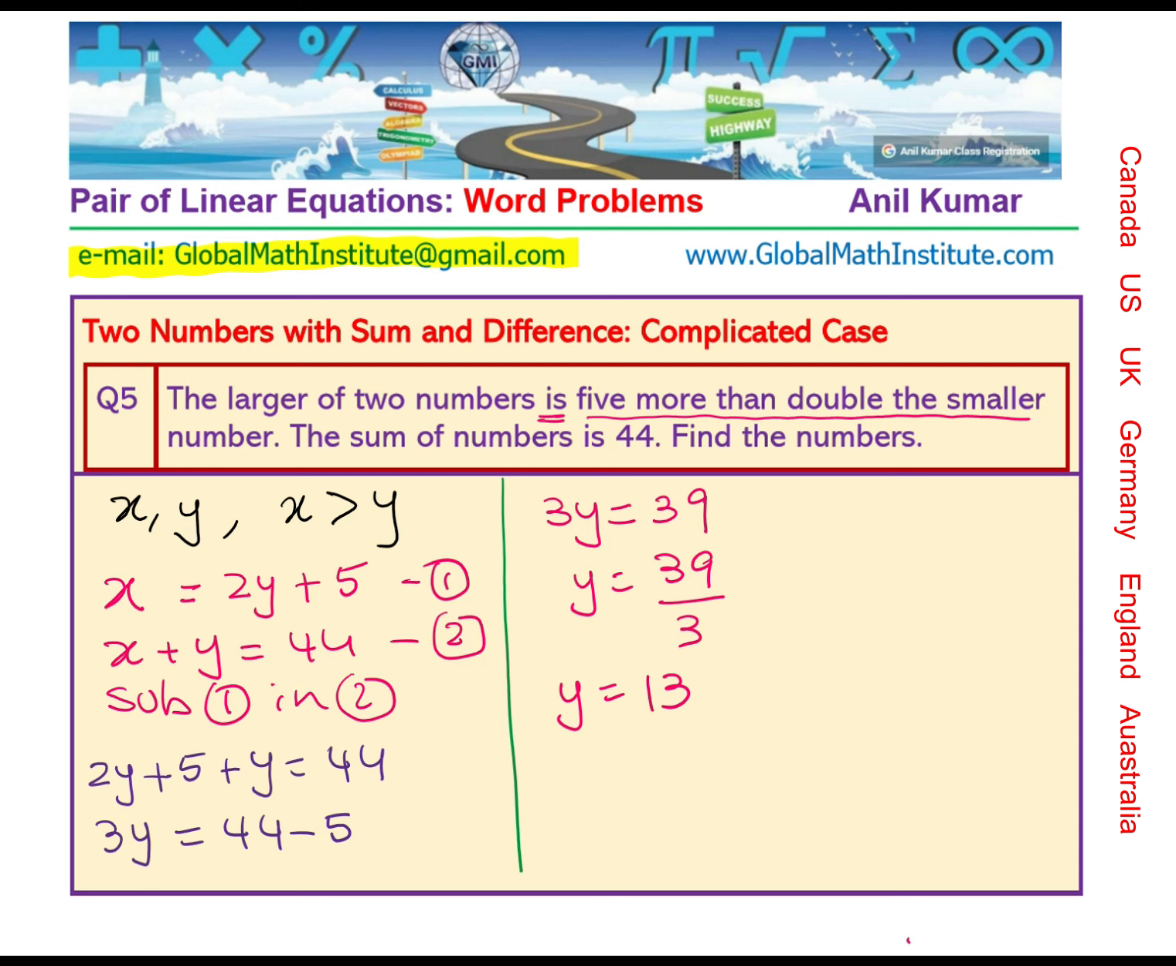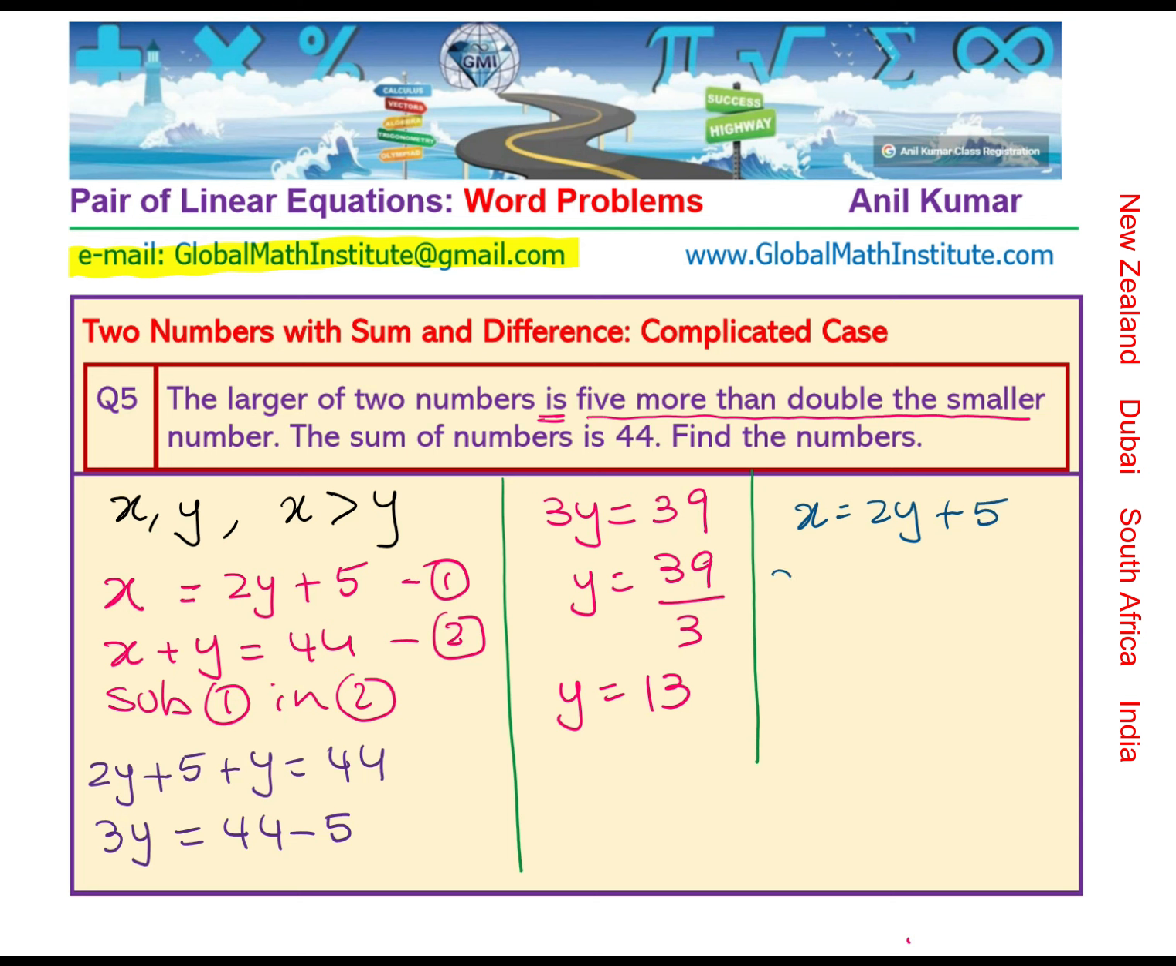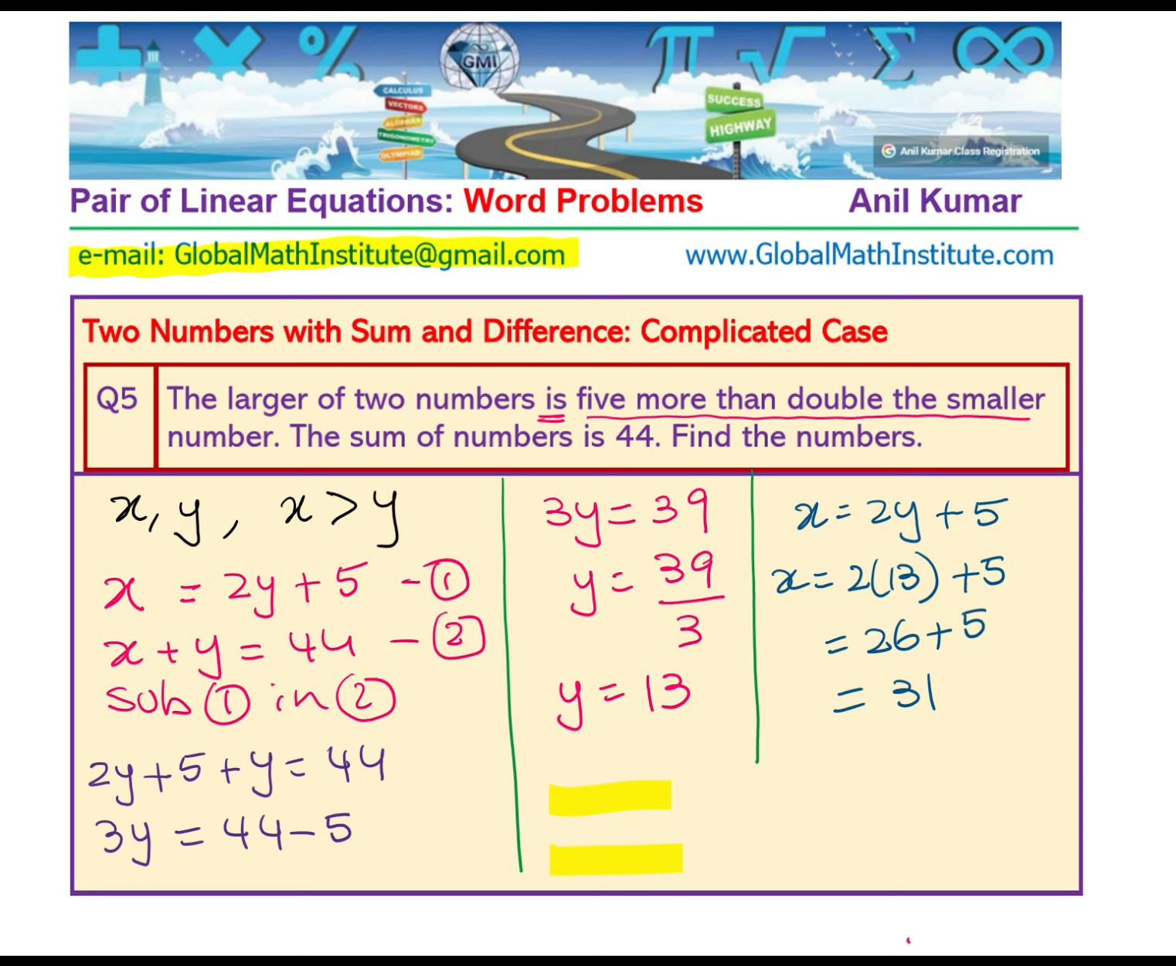Once you get the value of y, substitute and get the value of x. First equation is good for us. x equals 2y plus 5. So x is equal to 2 times 13 plus 5, which is 26 plus 5, which is 31. Correct. So we get our solution. So the solution here is x is equal to 31 and y is equal to 13. Makes sense. You can always check your answer. It is a good practice.